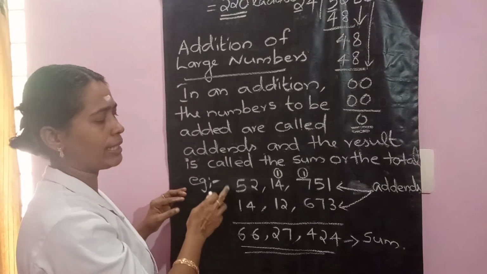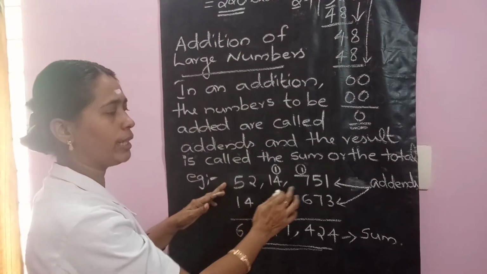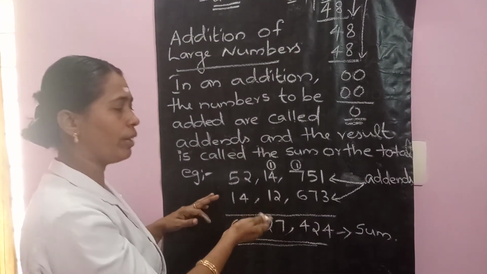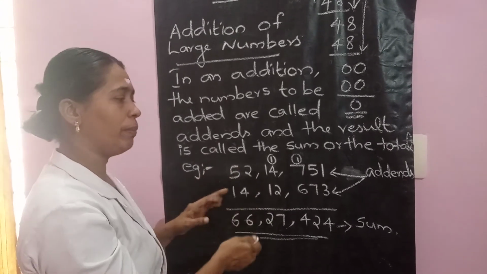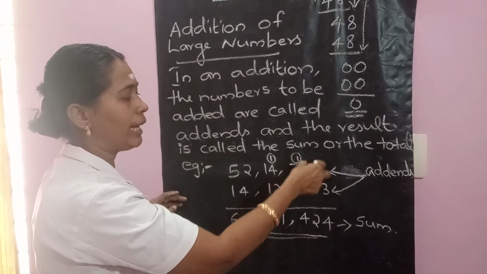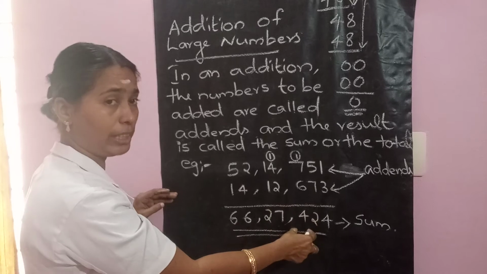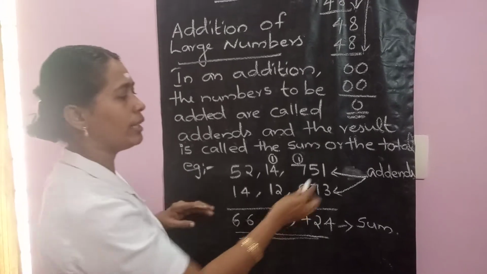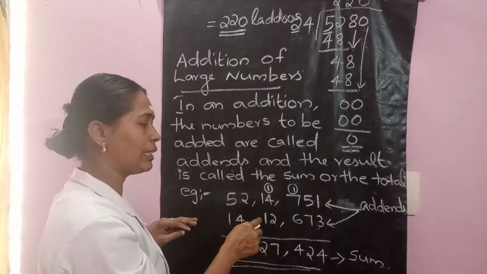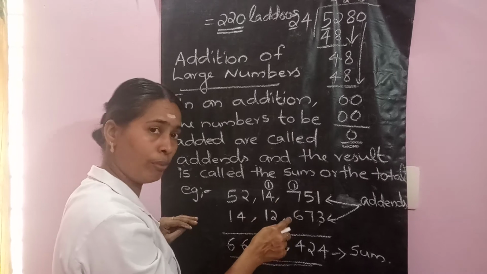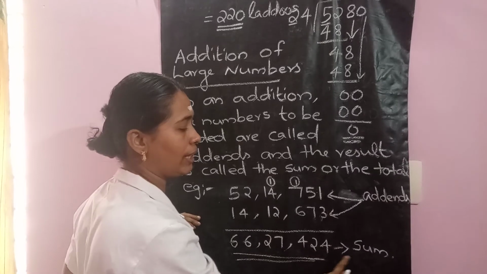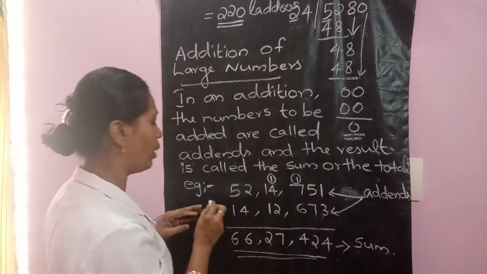For example, the teacher has taken two numbers: 52,14,751 and 14,12,673. Already I told you when we did addition of numbers, we want to keep the digits in the same column. That is, the ones digit in the first column, the tens digit in the second column, the hundreds digit in the third column, and so on. These are the two numbers we are going to add, that's why they are called addends. And the last result is called the sum or the total. So let us add these two.